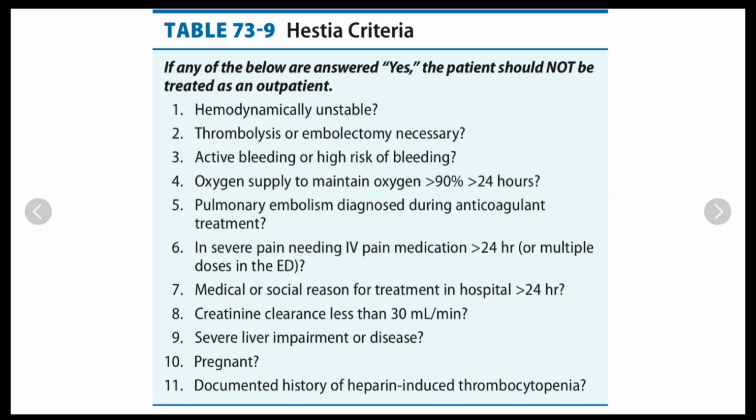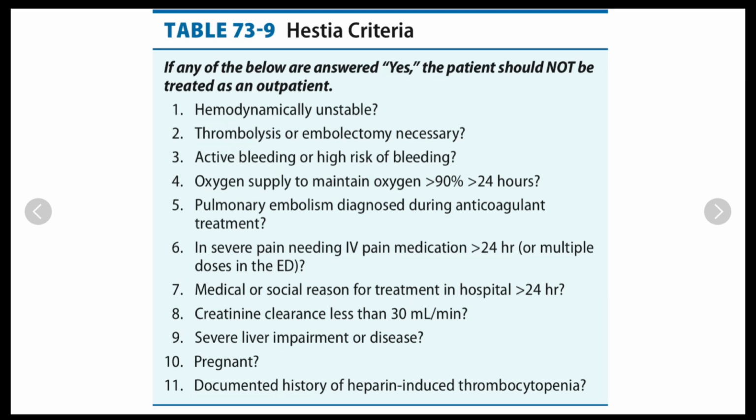Then we come to the Hestia criteria. What are the Hestia criteria? They tell us whether we should admit the patient or not. If any of these is yes, then we should admit the patient. There are a total of 11 points. First is whether the patient is hemodynamically stable or not.